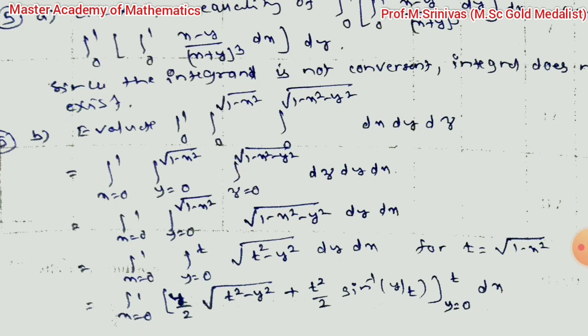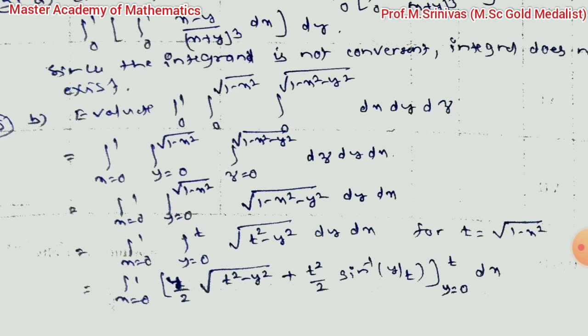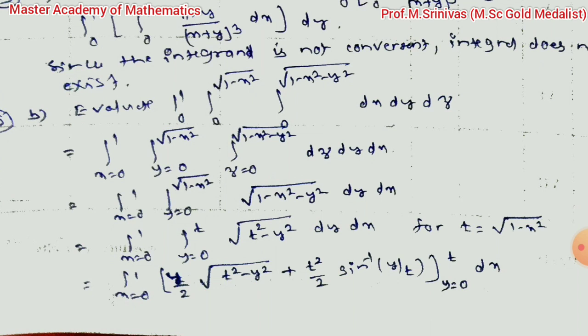First you do the z integration, substituting the limits, and coming to the next, the y integration. But before doing the y integration, the integration limits and integrand look the same, so you substitute t equal to under root of 1 minus x square, so that t square equal to 1 minus x square.